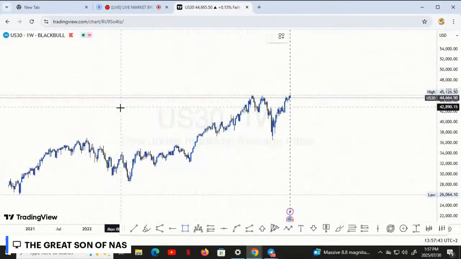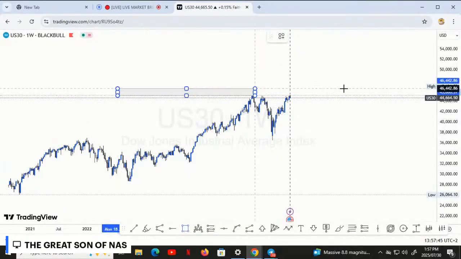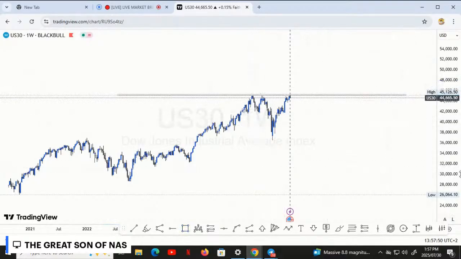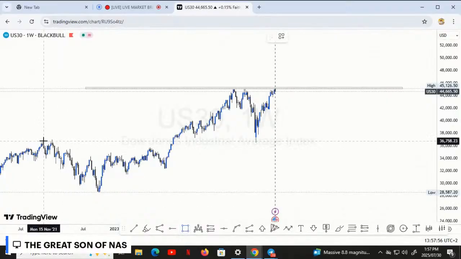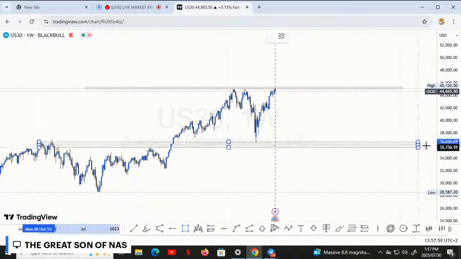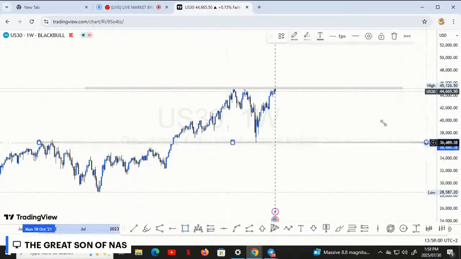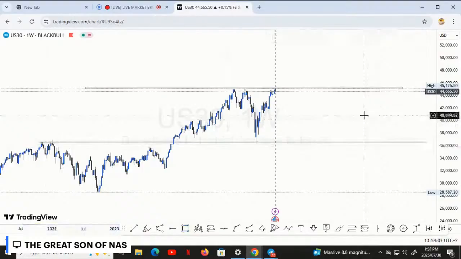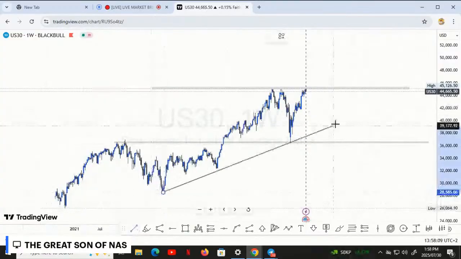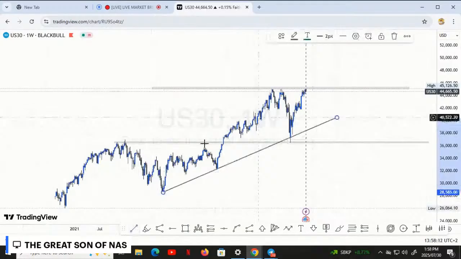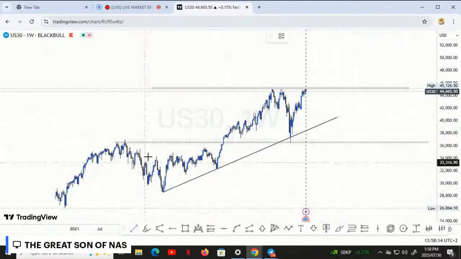So here, guys, I'm just going to mark my highest point. This is my highest point. As this is my highest point here, I'm going to come from my current lowest point, which is this point here. Then from there, obviously I need to get a structure, and to get a structure, I need to use a trend line. And this is my trend line here.